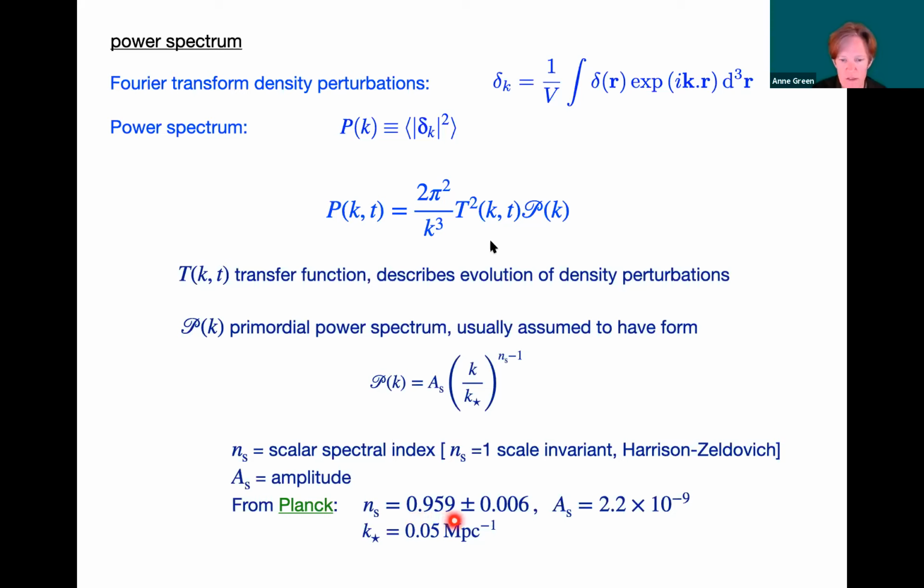It's 0.959 plus or minus 0.006. So it's close to this scale invariant value, but it's definitely not equal to 1. The difference is much bigger than the error. So we've got this thing where the power is bigger on large physical scales and slightly smaller on small physical scales.